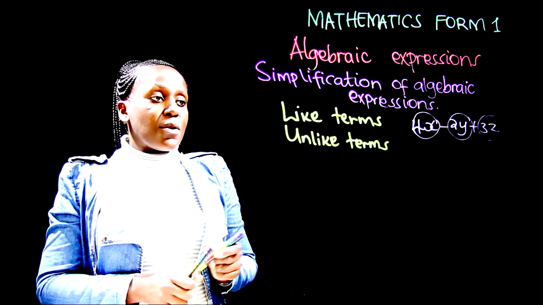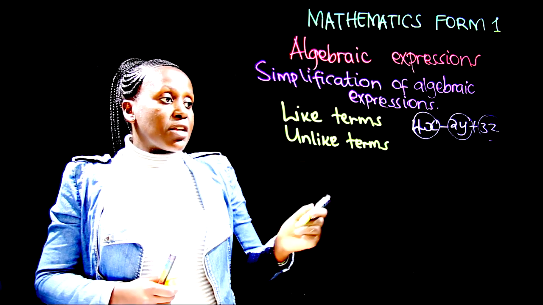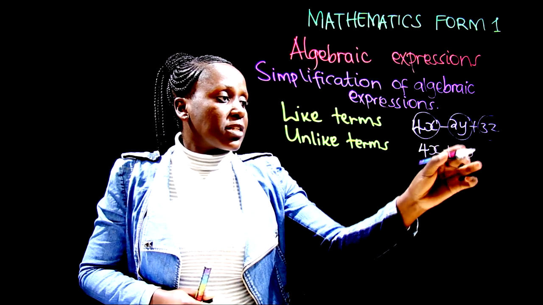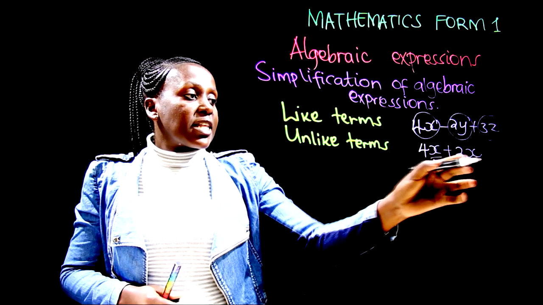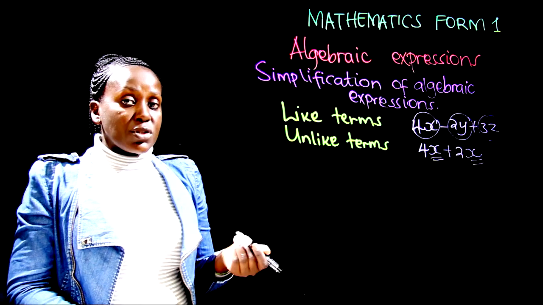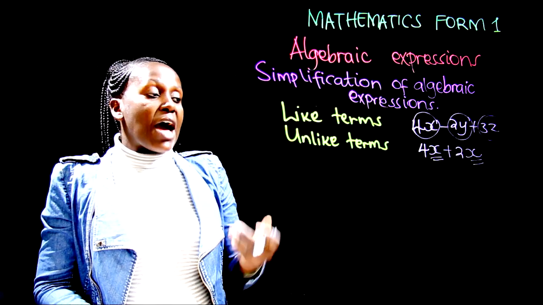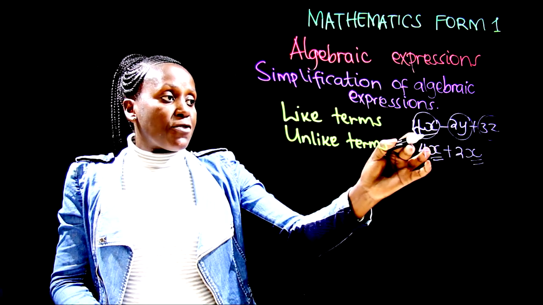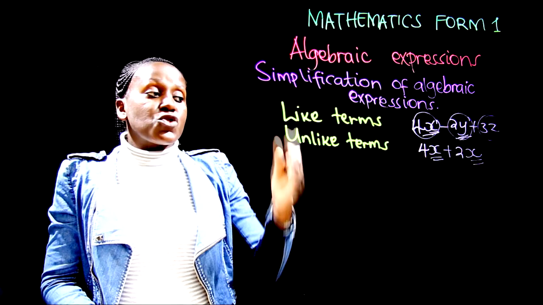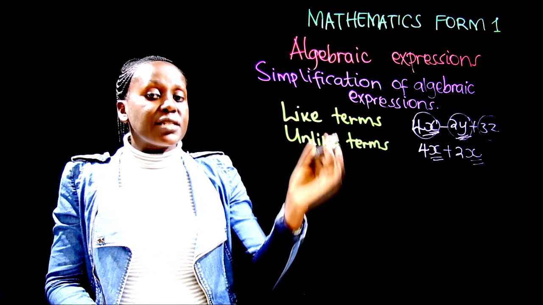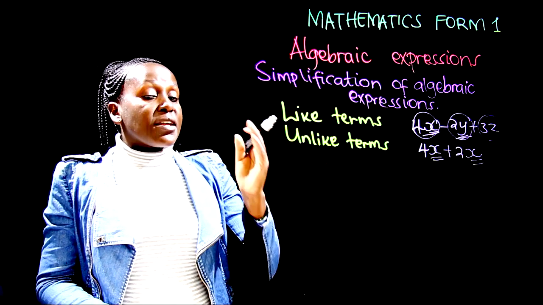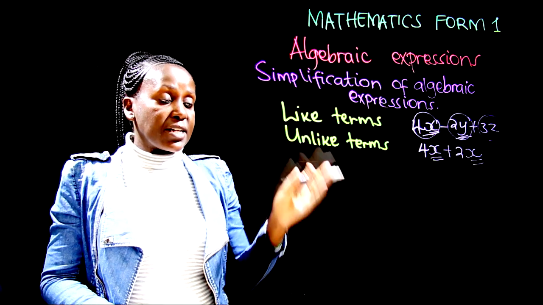So like terms are the ones that have the same letter. For instance, if you have an expression like 4x plus 2x, you realize that the letter here is x and the letter here is x. So these two are like terms. What about unlike terms? Unlike terms have different letters. For instance, here we have 4x, here we have 2y. So the letter here is x and the letter here is y. So the two terms are unlike terms because the letters used to represent values there are different. So those are unlike terms.